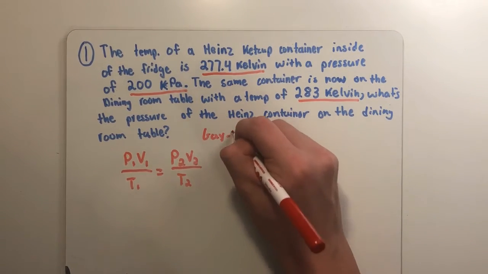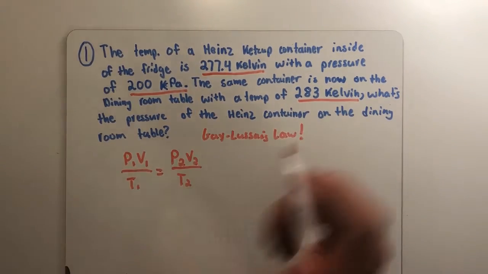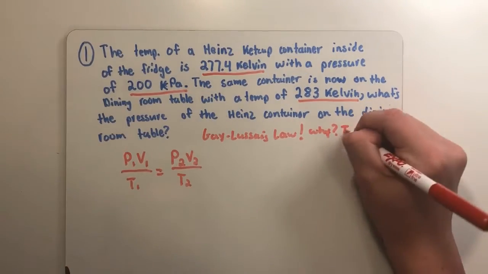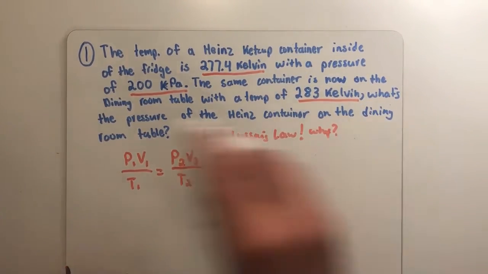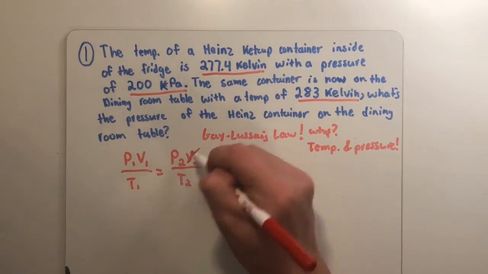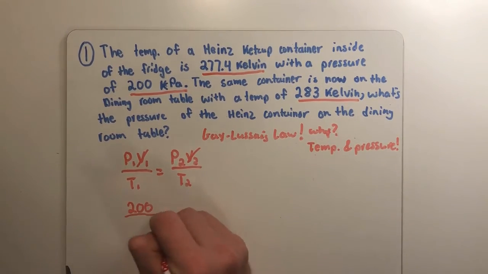For starters, I set up my equation. P1 times V1 over T1 equals P2 V2 over T2. I know this is Gay-Lussac's law because this is dealing with temperature and pressure. It's the only things in the question, and there's no volume. Volume remains constant, so I can cancel it out, leaving me with P1 over T1 equals P2 over T2.